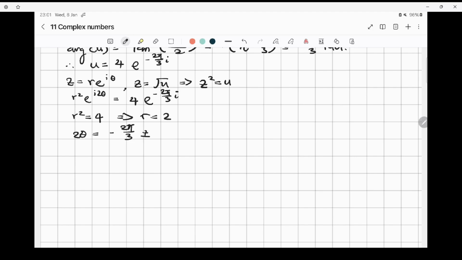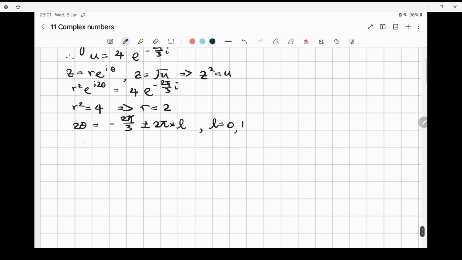Remember to put that plus or minus 2 pi multiplied by L. So L can be 0 or 1 because you only count up to n minus 1. So n is 2, 2 minus 1 is 1. So L only counts from 0 to 1. So now what are the possible solutions? 2 theta equals minus 2 pi over 3 when L equals 0. Or 2 theta equals minus 2 pi over 3 plus 2 pi.